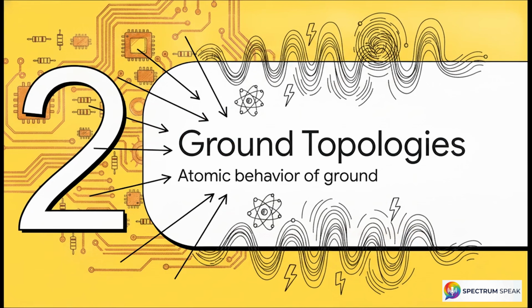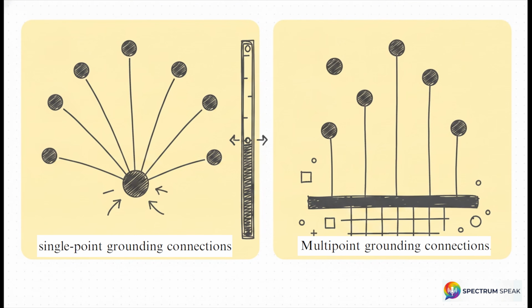Moving on to Section 2, Atomic Ground Topologies. To really build that dynamic understanding, let's zoom in. We're going from the macro-level circuit board right down to the fundamental atomic behavior of signal grounds at different frequencies. Now, if you memorize only one engineering rule today, make it this: the 100 kHz threshold.